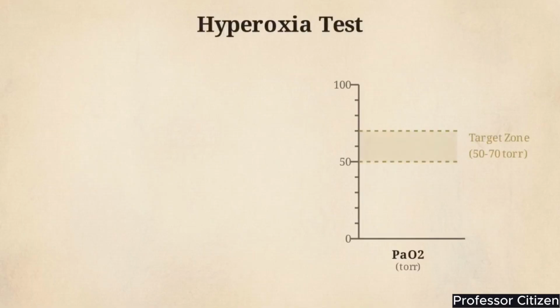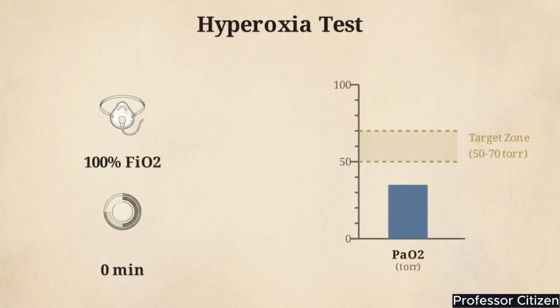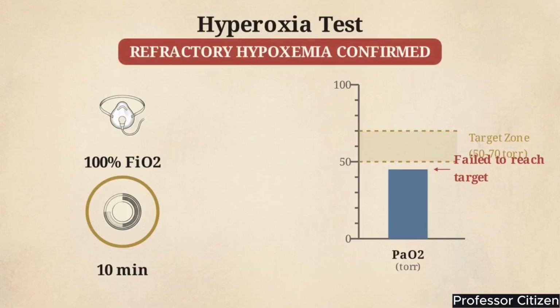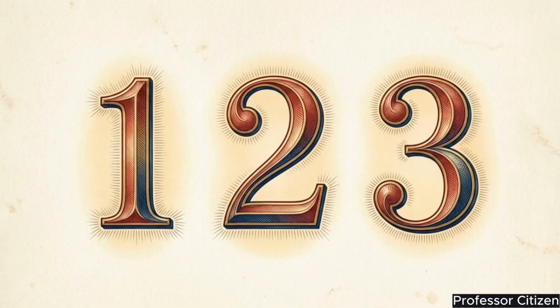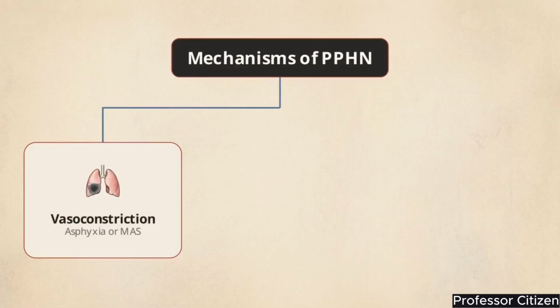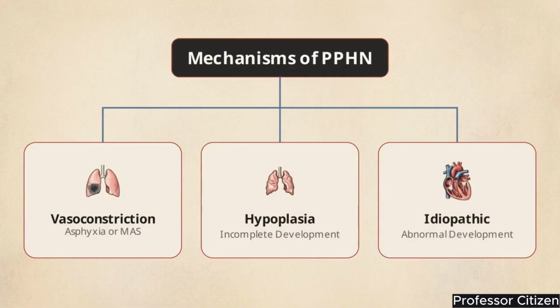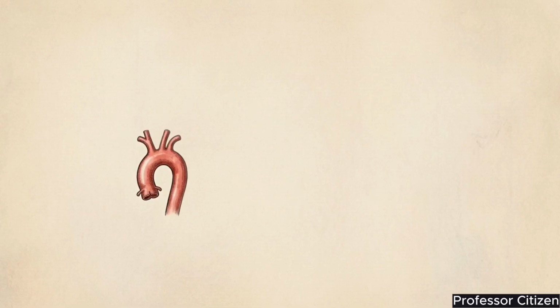We confirm this by administering the hyperoxia test. If 10 minutes of 100% oxygen fails to elevate the PaO2 above 50 to 70 torr, the hypoxemia is definitively refractory. 3 primary etiologies drive this presentation: hypoxemic vasoconstriction from asphyxia or meconium aspiration, hypoplasia of the pulmonary vasculature, or idiopathic structural abnormalities. To isolate the physical shunt, we rely on the specific anatomy of the newborn's vessels.